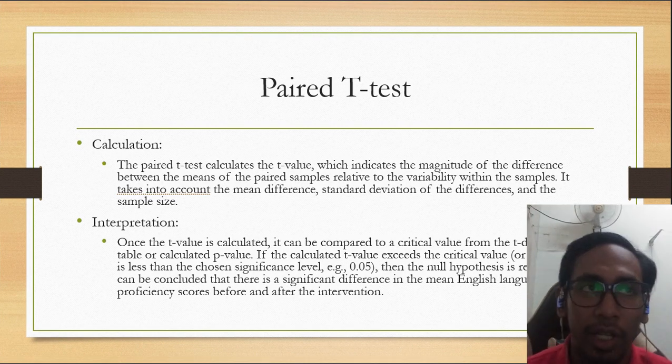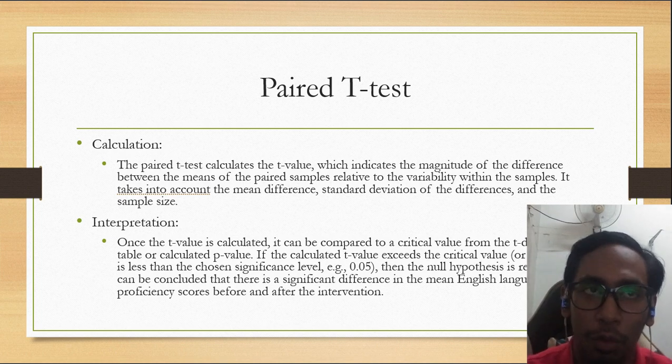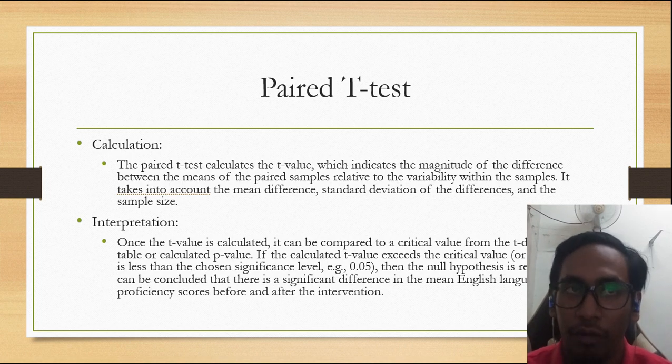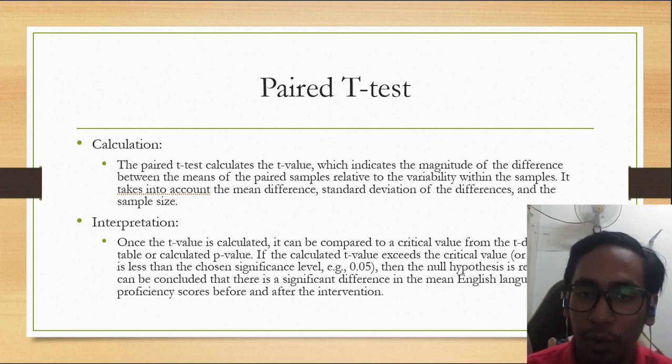For the calculation, the paired t-test calculates the t-value, which indicates the magnitude of the difference between the means of the paired samples relative to the variability within the samples. It takes into account the mean difference, standard deviation of differences, and the sample size.